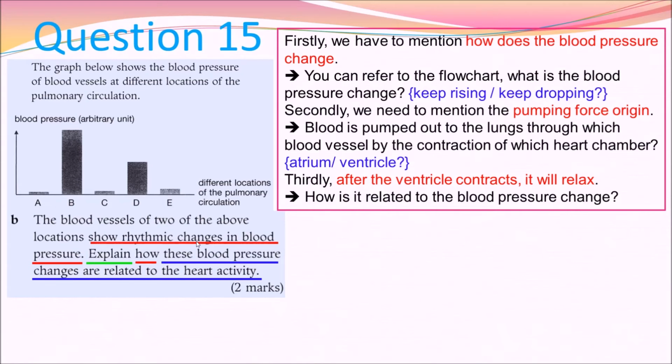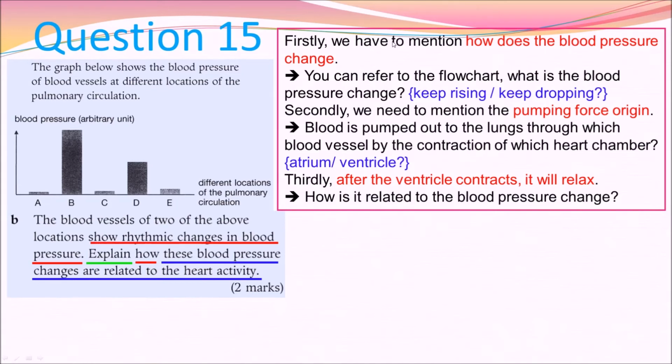That means it will be high, low, high, low, high, low, high, low. Okay, so a rhythm. Just explain how these blood pressure changes are related to the heart activity. So the question is talking about how the heart activity can affect the blood pressure. You just explain how the heart activity will affect the blood pressure.